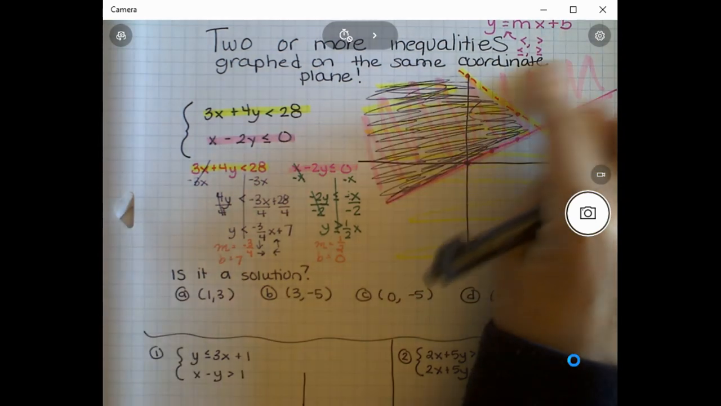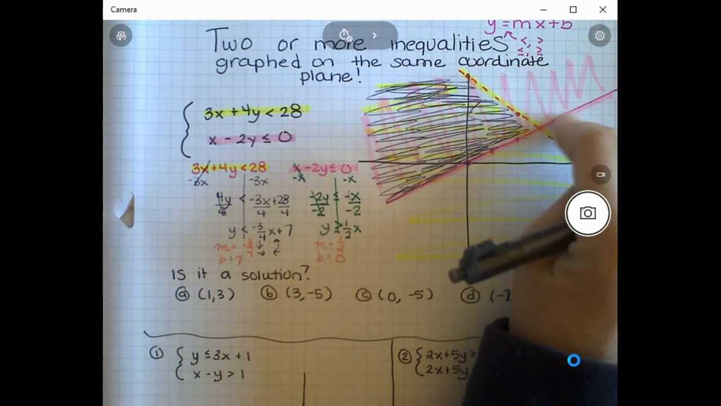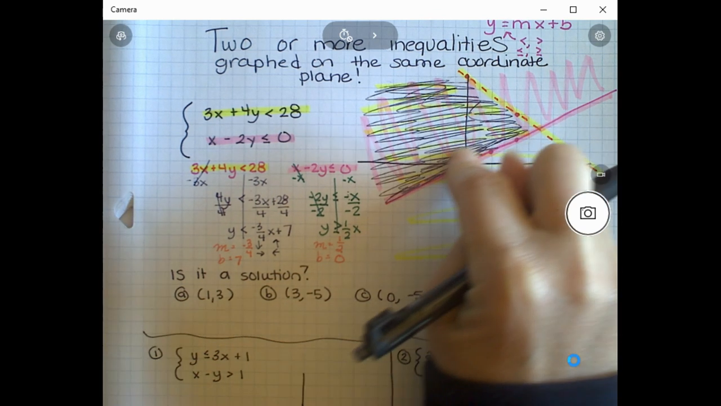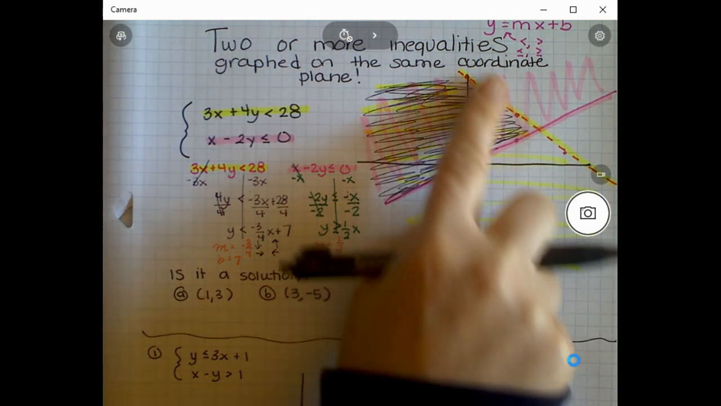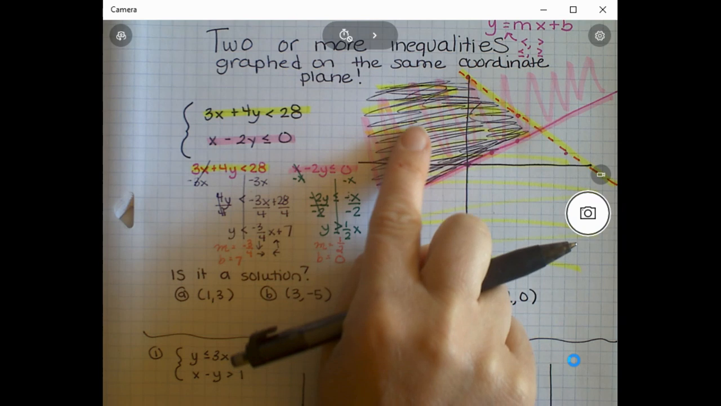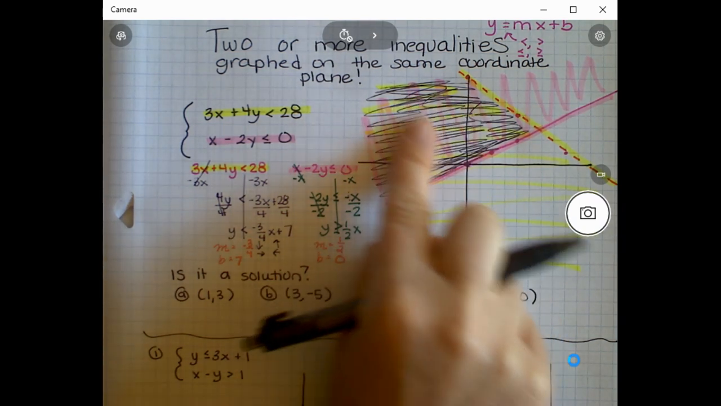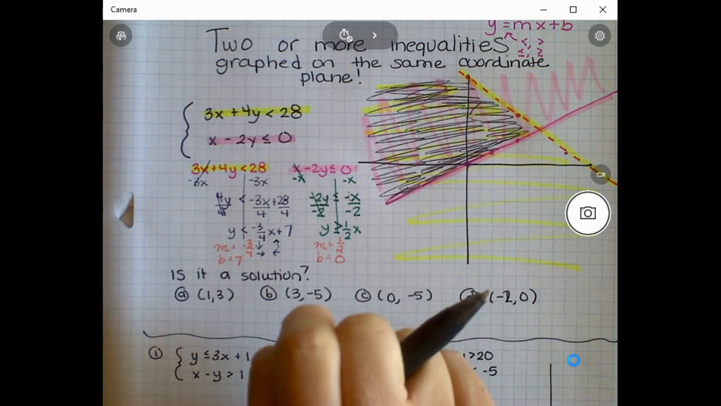Everything in this area works for both inequalities. So while yes, this pink part, these are solutions just to this inequality, and these yellow are solutions just to this inequality, but these points, these are a solution to both.